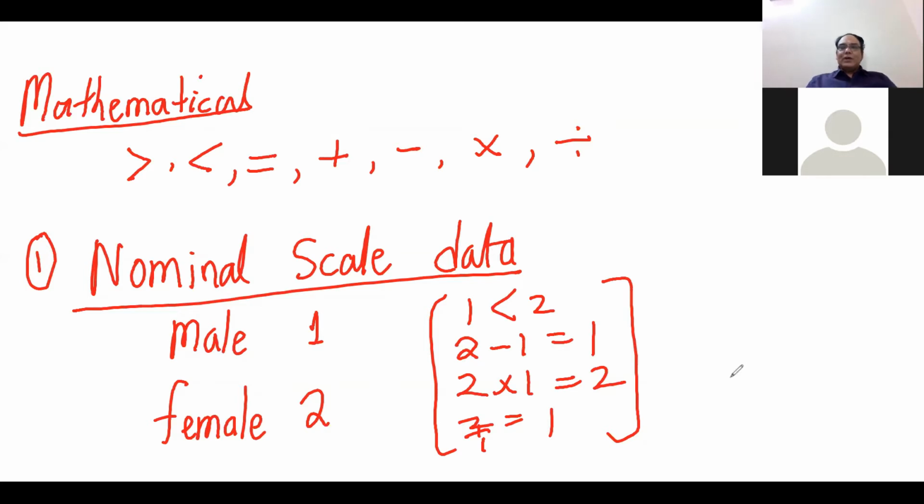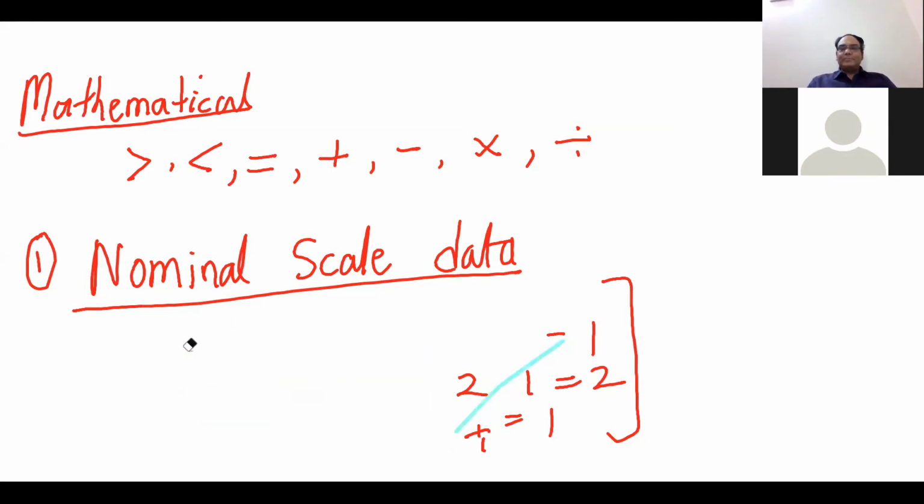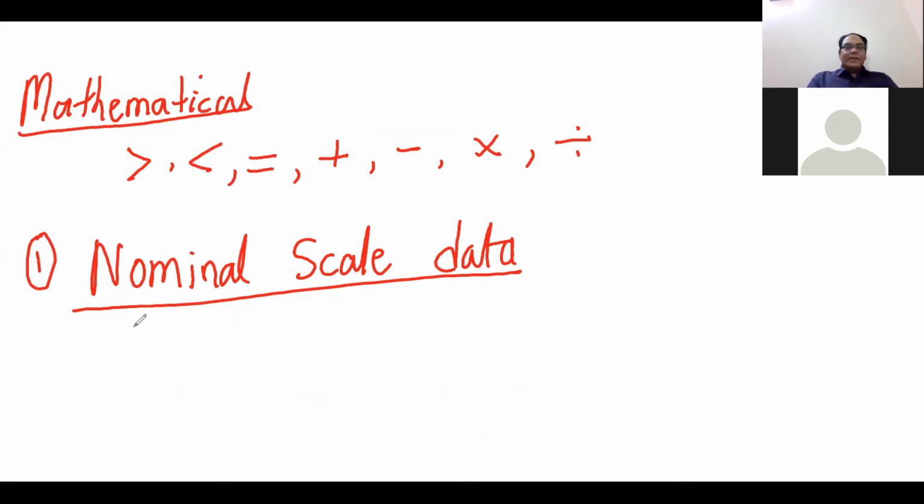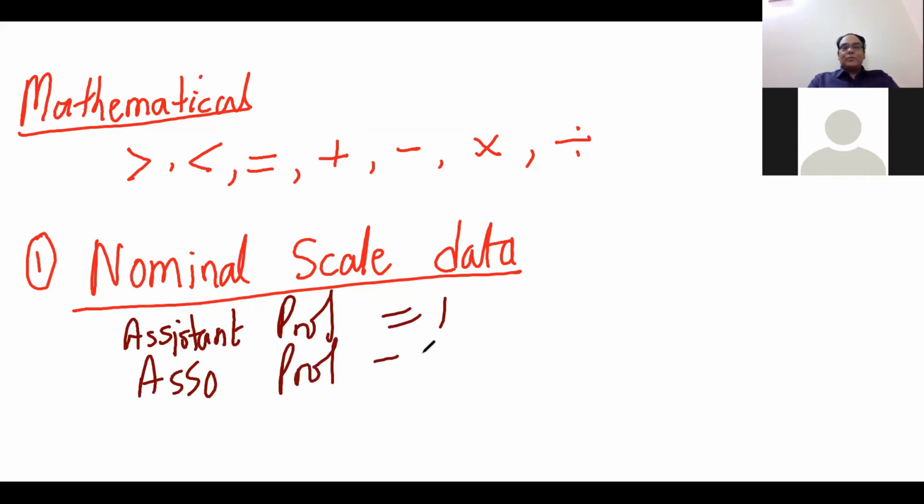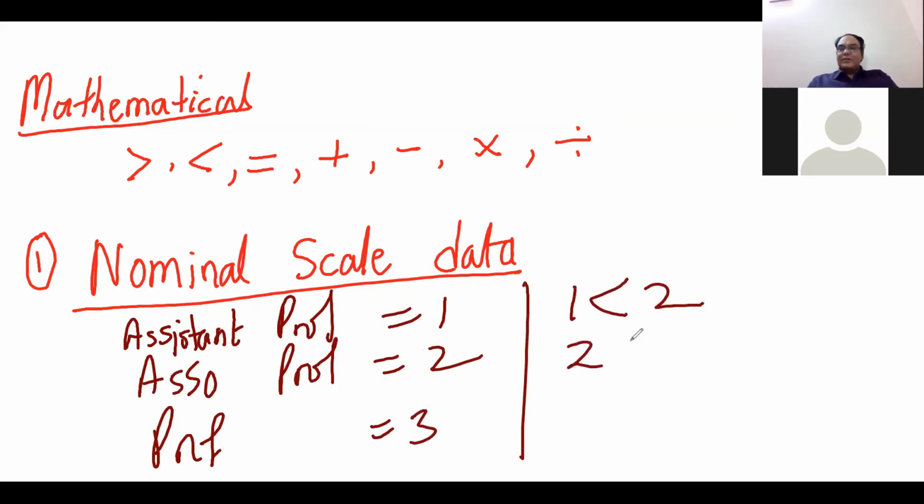Right. So I know that in many cases we have confusion. Let me show you some of the confusion which normally people ask me, and you have to decide on the basis of your common sense whether we can apply the operators or not. If I say assistant professor is 1, associate professor is 2, and professor is 3, can I say 1 is less than 2, or 2 is less than 3, or 2 minus 1 is equal to 1?